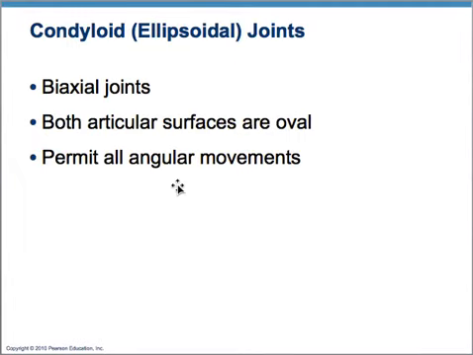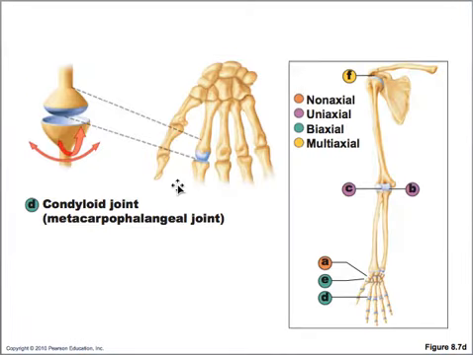Okay, next we have a condyloid joint, also known as an ellipsoidal joint. It's a biaxial joint. Both articular surfaces are oval, and it permits all angular movements. So check out this picture. A condyloid joint, also known as ellipsoidal. Okay, and this would be an example in our metacarpals, metacarpals connecting to our phalanges.